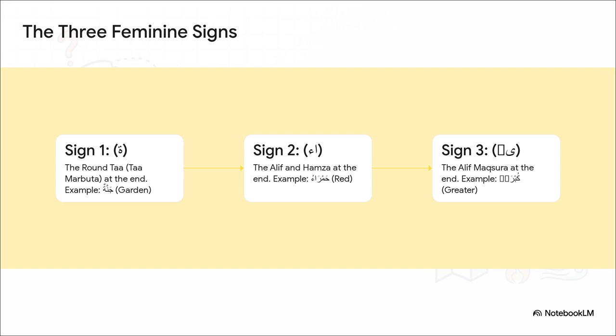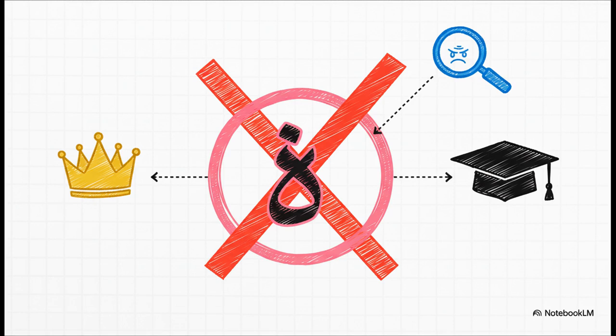It kind of looks like a ya but with no dots, like in kubra, which means greater. If you spot any of these, ding ding ding, you're almost definitely looking at a feminine word. But hold on. Just like in any good detective story, there are always a few red herrings, right? That ta marbuta, as good of a clue as it is, isn't 100% foolproof.